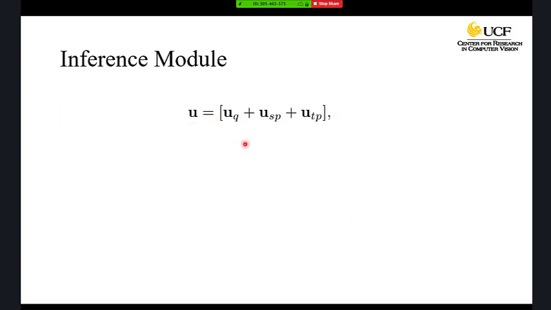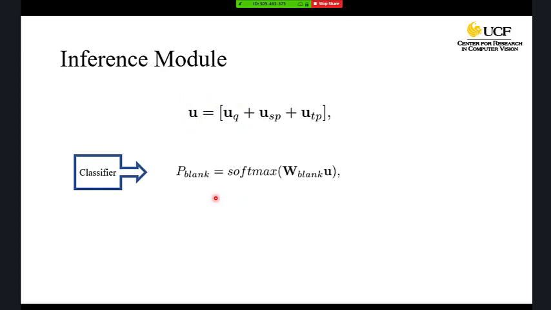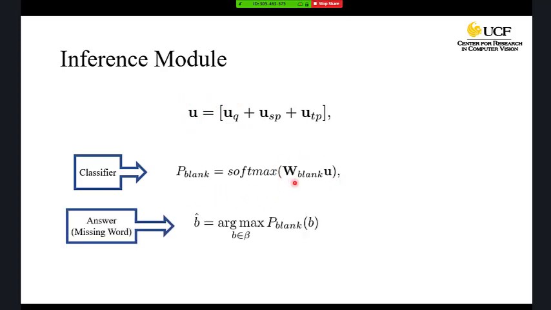So for the inference, we aggregate the temporal representation, the spatial representation, and an encoded sentence into one vector named U, and we pass it to the classifier. We have a basic one-layer classifier here. And we find the word which has the maximum probability to be the missing word, and this is the answer.